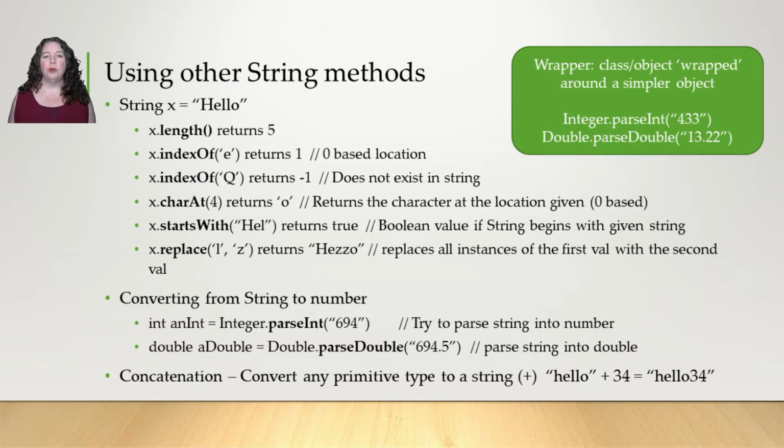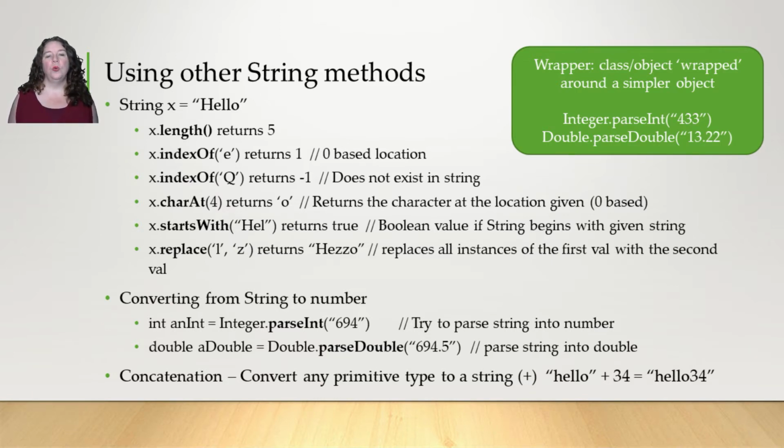We can return the character at a specific index. So indexOf returns what index they're at. charAt takes an index and returns the letter at that index. So if I want to pull an individual letter out at the index of 4, I can get the letter O. So we can go through and say what's at index 0, what's at index 1, what's at index 2 by using the charAt method. Again, remember, always 0-based.